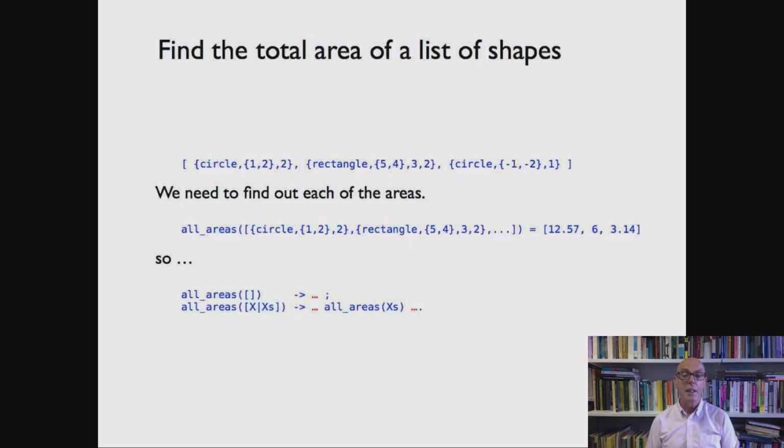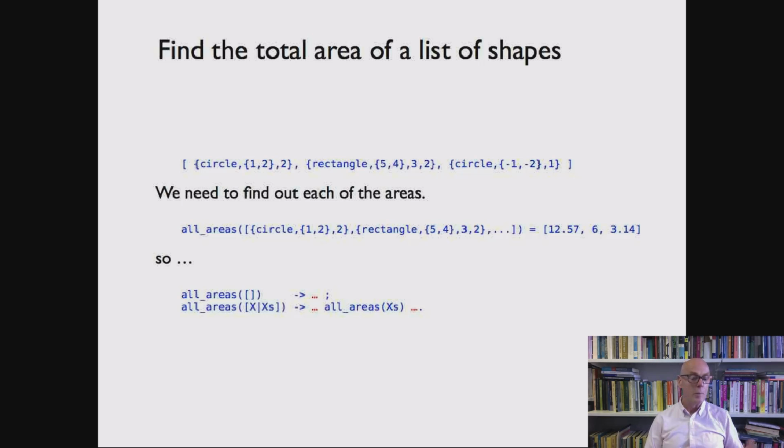So there we see our list of shapes. If we apply all areas to it, we get our list of areas, as you can see there. 12.57, 6 and 3.14. So, what do we need to do? Well, the first step is to write down the template. We say what all areas of an empty list is, and we say what all areas of x cons x's is in terms of all areas of the tail x's.